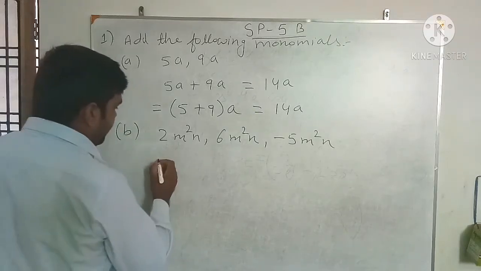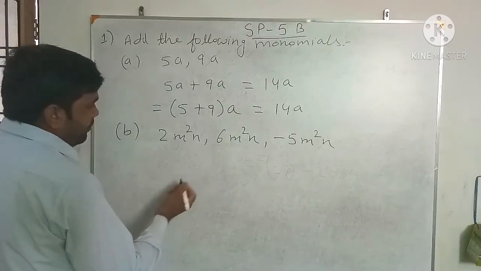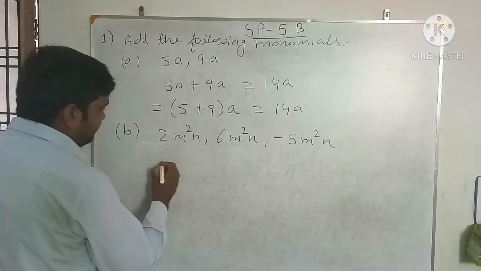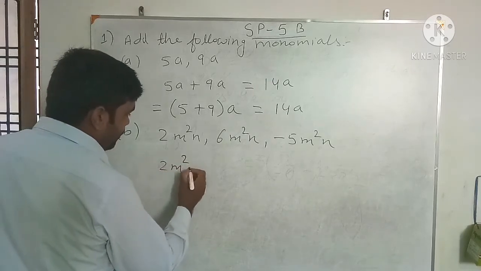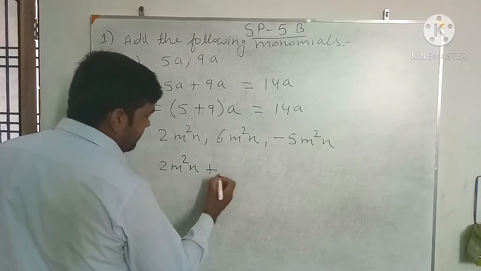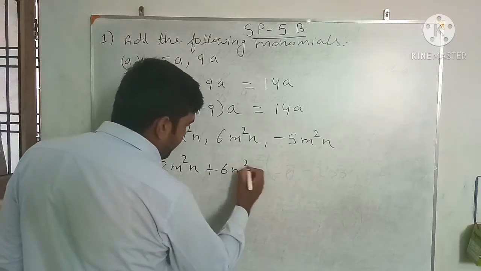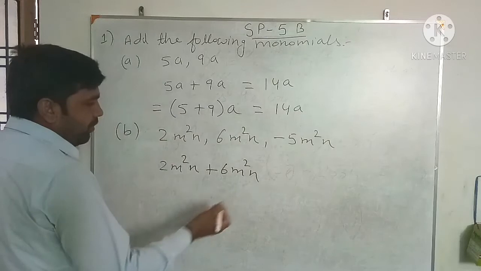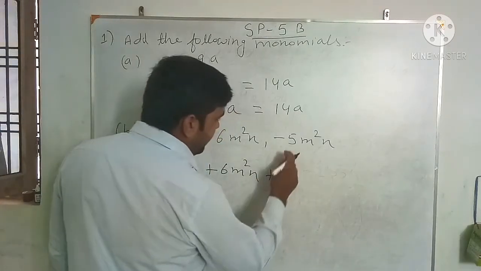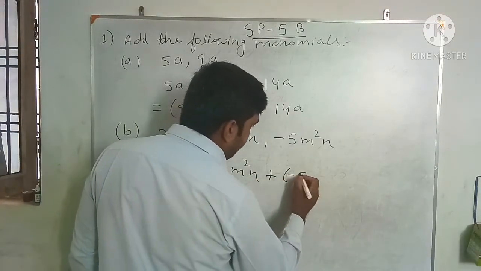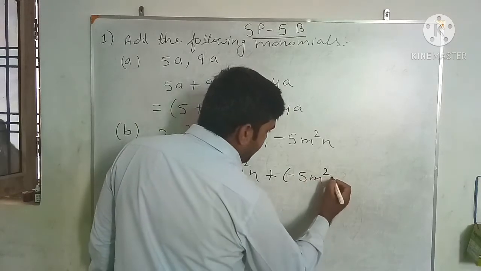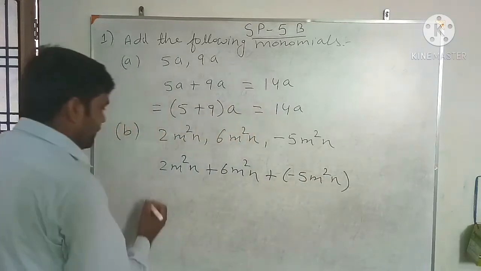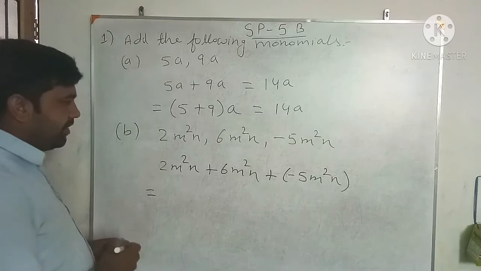So see how we add. To add all these, how do you write? 2m square n plus 6m square n. In place of the comma we now put plus, because we are going to add. Now plus, and here the term is negative, so write in the bracket minus 5m square n. So now add it.